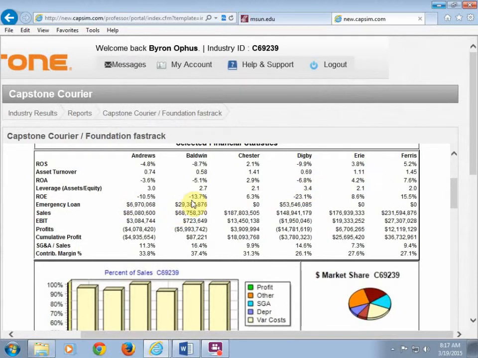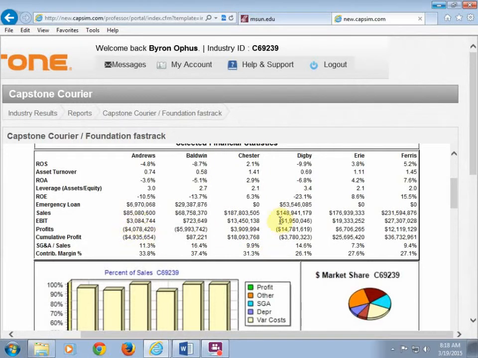Especially Baldwin and Digby. Sales, really low sales for Baldwin. When you look at Ferris up around 230 and Baldwin about 70, that's 3 times, a pretty big discrepancy. Chester was second best in sales, so Chester actually beat out Erie in terms of sales, but didn't quite catch them on profits. But we'll see why in a bit, as we go down here.